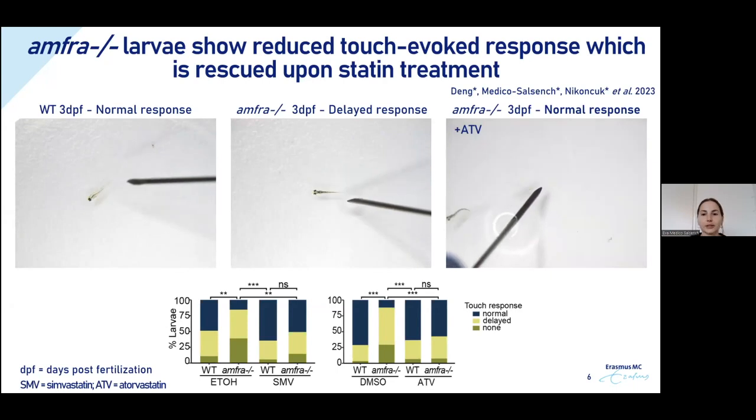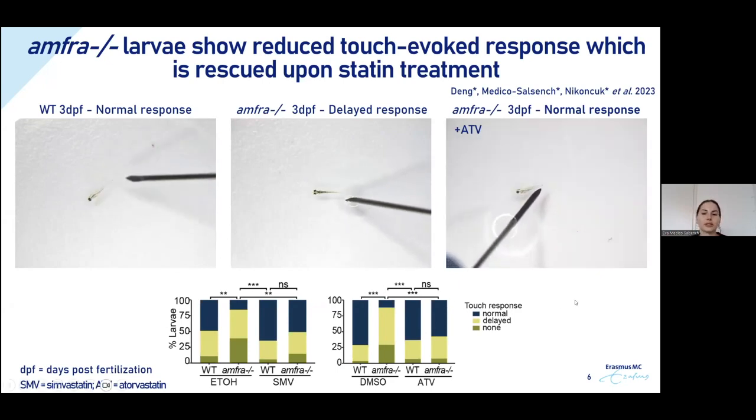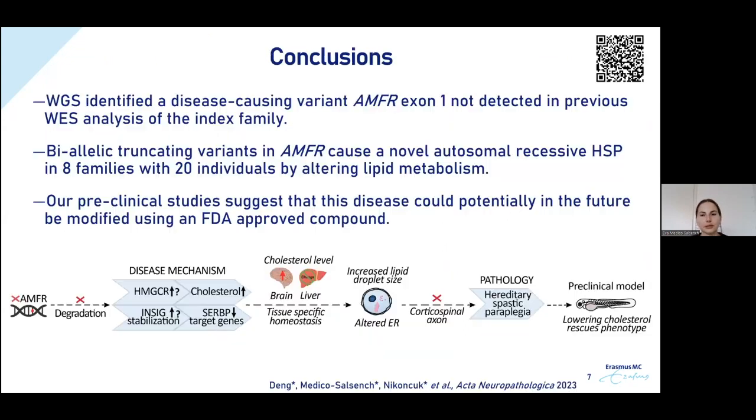And strikingly, when we treat them with atorvastatin, we can rescue this phenotype, which resembles the patients' spastic paraplegia. And this also can point us to potential therapies that we can use for patients.